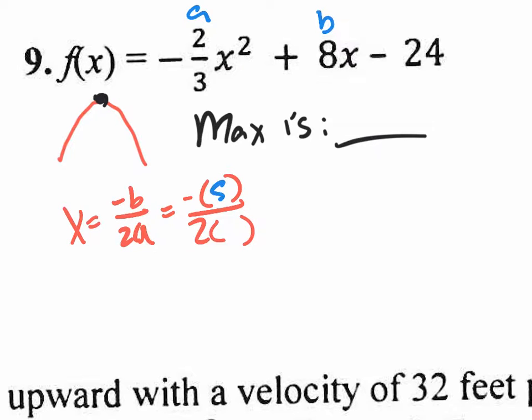The b value is 8. The a value is -2/3. What do we have? We have a -8 divided by 2 times 2, right? If you just put the 2 over 1, multiply 2 times 2, that'll be a 4. 1 times 3, that'll be a 3. And of course, a positive times a negative will be a negative.